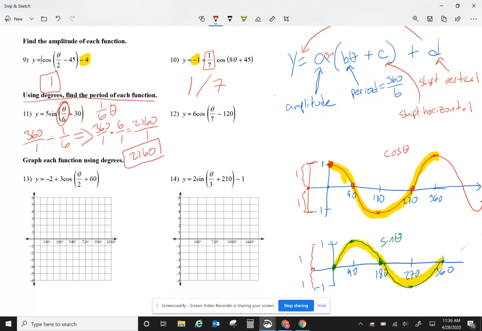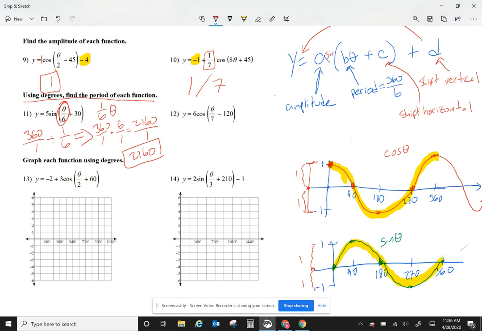Now, what does this mean? It's going to take 2,160 degrees to complete the whole cycle of sine. Remember when I talked at the beginning, when I highlighted the cycle, it took us 360 degrees. Now we expanded it. It's going to take 2,160 degrees for the whole cycle to happen.